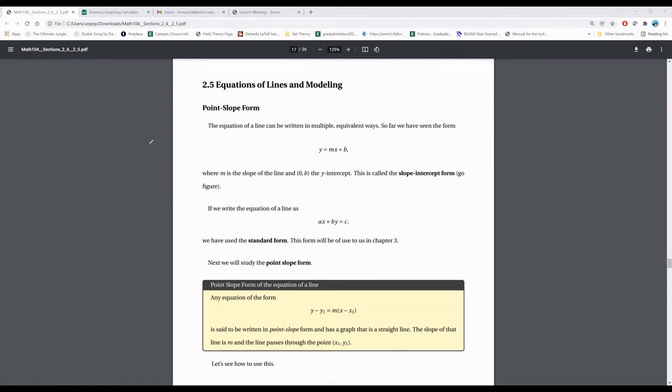All right, the last bit in chapter 2 that we want to study, we're going to study section 2.5, which is all about the equations of lines and modeling using lines. We want to talk about the point-slope form of a line.